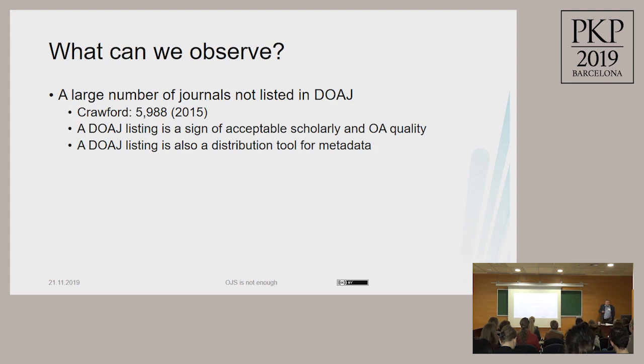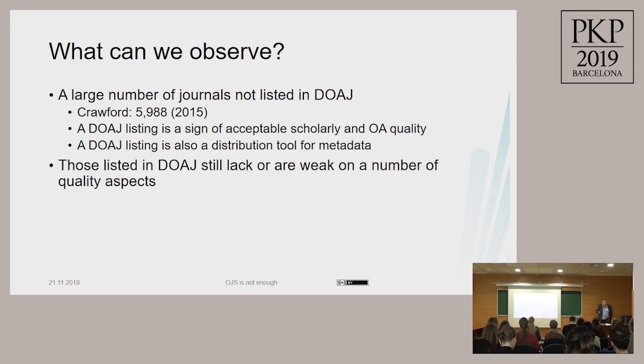So what can we observe? Well, one thing that we can observe is that there is a huge number of open access journals not listed in the Directory of Open Access Journals. Walt Crawford estimates nearly 6,000 of them. A listing in the DOAJ is, for one thing, a sign of acceptable scholarly quality and open access quality. And it is also a tool for distribution, for metadata, making the content visible and read. So if you're not there, you're doing a disservice to your authors and your content. But those listed in DOAJ are still weak on a number of quality aspects. So a listing is not the end solution, but it's a step on the way.